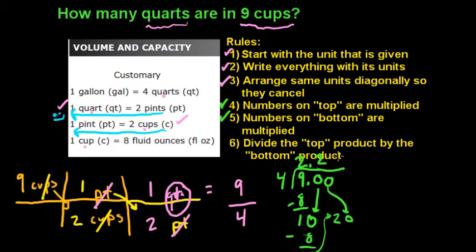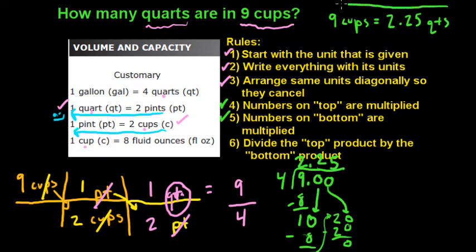4 does go into 20. It goes in 5 times. So 5 times 4 is 20. Remainder of 0. We're good. That's our answer. 2.25. Okay. So what is 2.25? Well, 9 cups equals 2 and 25 hundredths quarts. Okay, so we answered our question there.